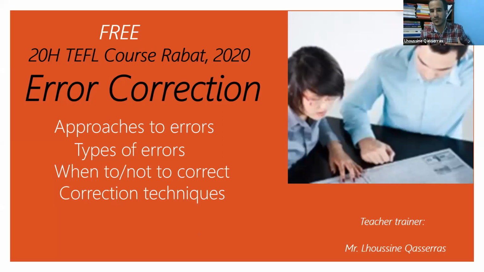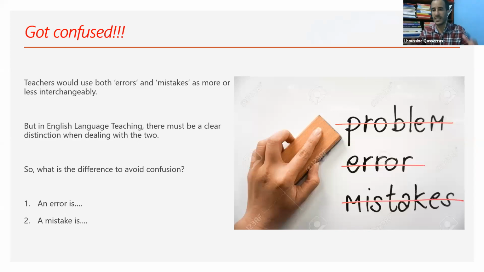Now, I get confused, and many teachers get confused. Many students get confused when we talk about the two terms, mistakes and errors. We use them interchangeably, as if they are the same. But when we talk about ELT, English language teaching, no. We have to make a difference. We have to clarify. There is a big difference between errors and mistakes. When we are talking with friends, it's okay. But in English language teaching, no way. You are professional. You have to see what is the difference between mistakes and errors. So what's the difference?